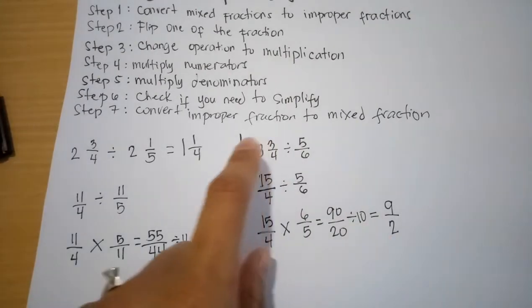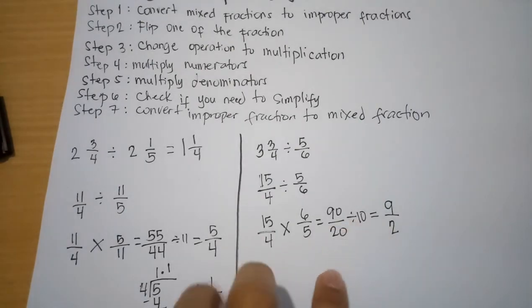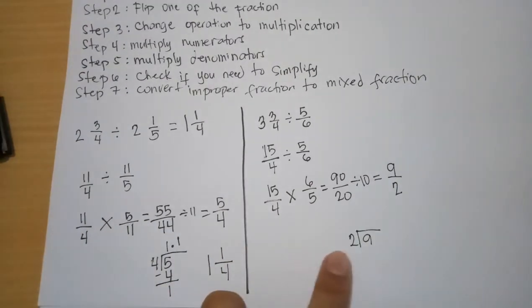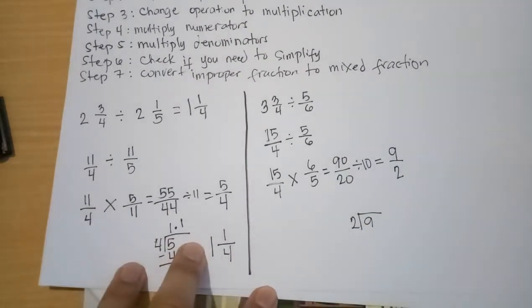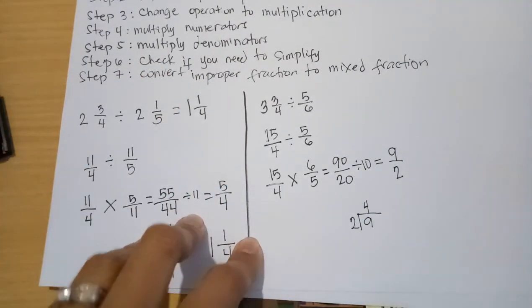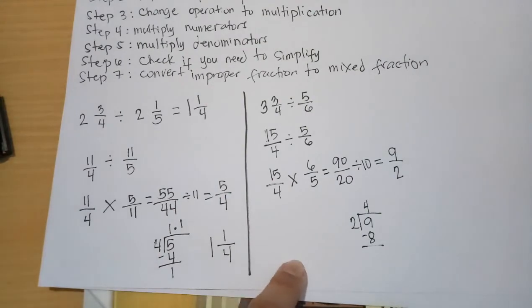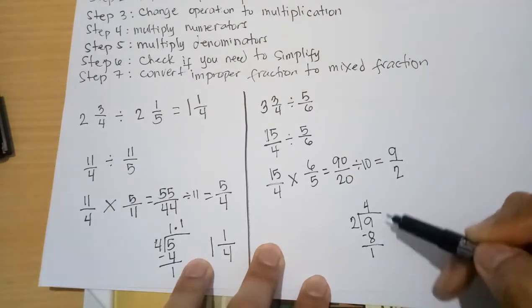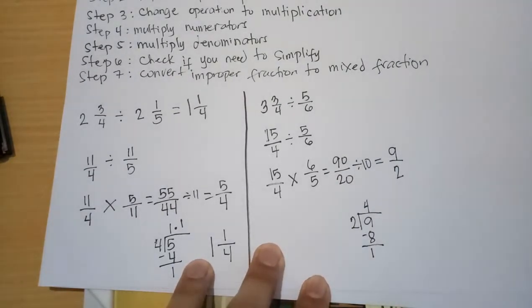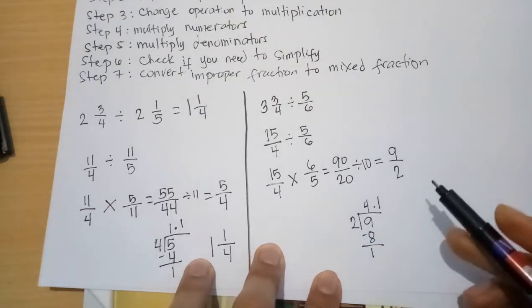Now next step, since it's an improper fraction, we have to convert it to a mixed fraction using long division. So right over here, 9 divided by 2. How many 2s can fit inside 9? There are 4. Now 4 times 2 equals 8. Then we take away, 9 minus 8 equals 1. Since there's no more number left here, 1 will be our remainder. So we have this answer, and we can convert it to a mixed fraction.